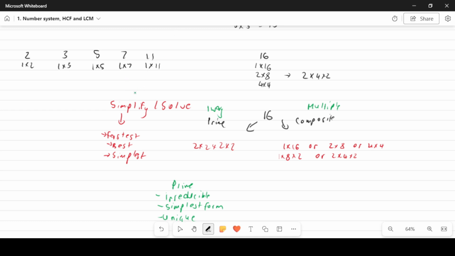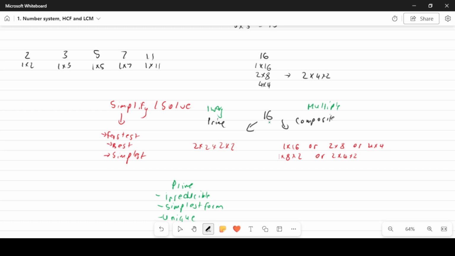Why? By definition. Because the definition states that these numbers can only be represented as a product of 1 and itself. Let me repeat that. These numbers are unique because we said that prime numbers can only be represented as a product of 1 and itself. However, with composite numbers, there are multiple ways of representing a composite number because there are many factors that can make up the number by the definition.